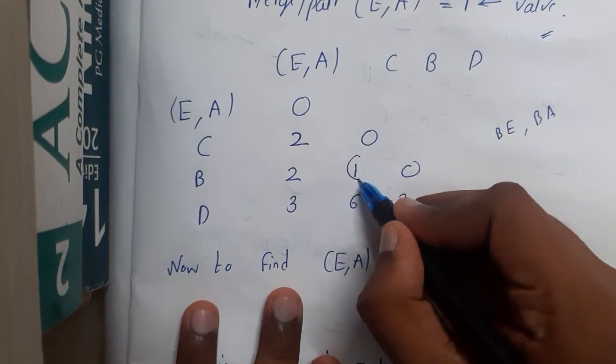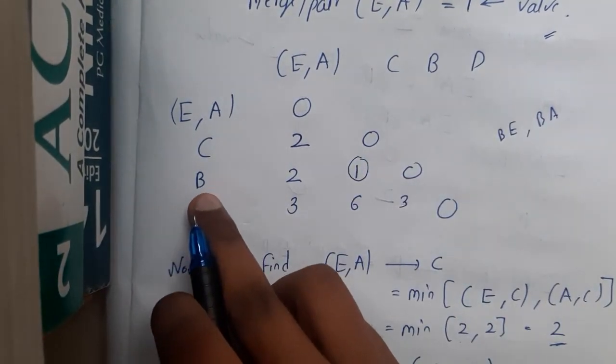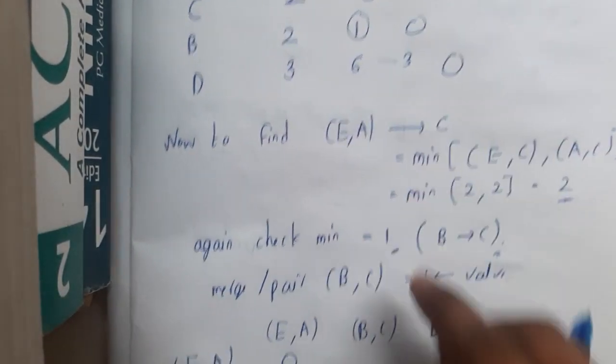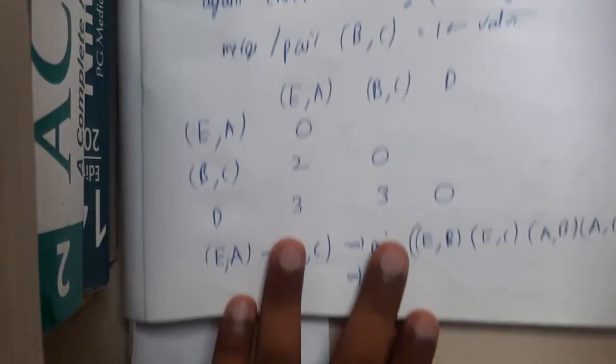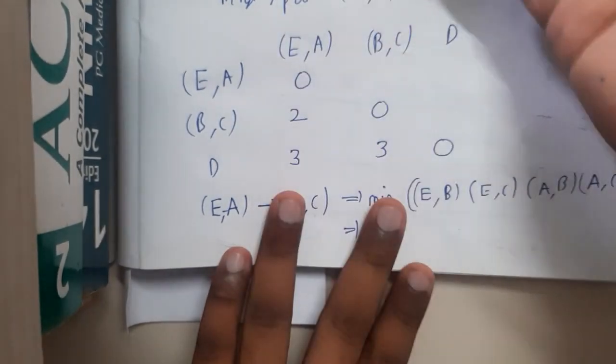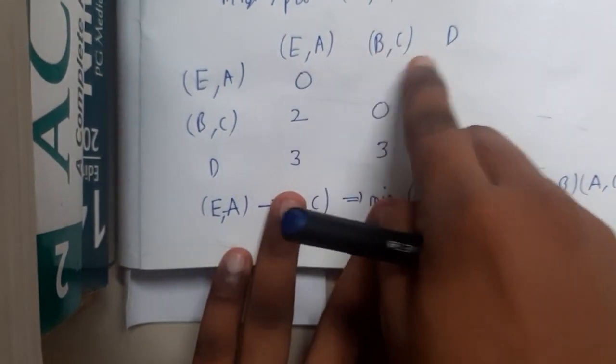Again, what is minimum? 1 is minimum. What are its values? B and C. So now combine B and C. Again I wrote the same concept here. Now combine B and C. Once you combine, again you will be updating the matrix, that is nothing but EA, BC and D.